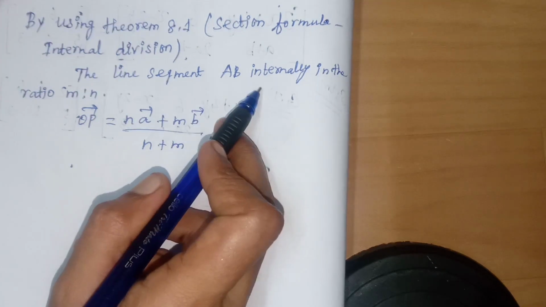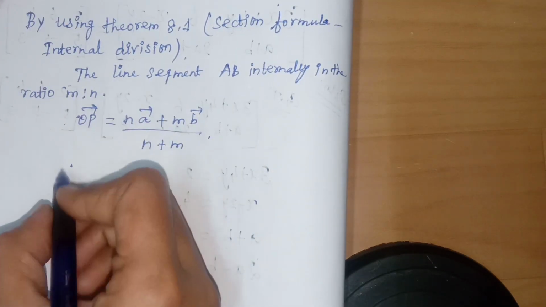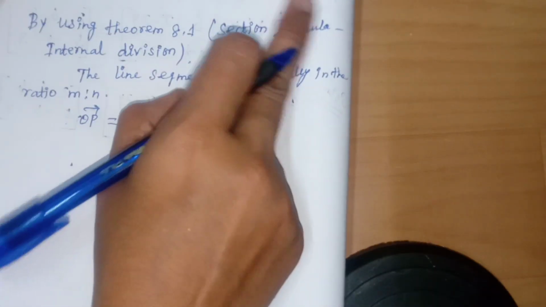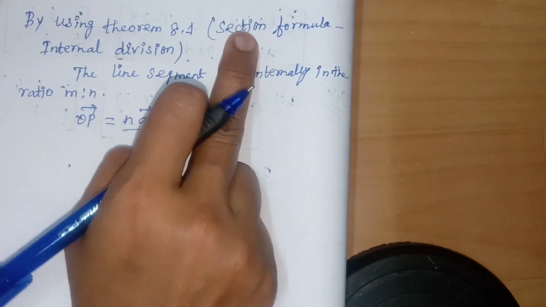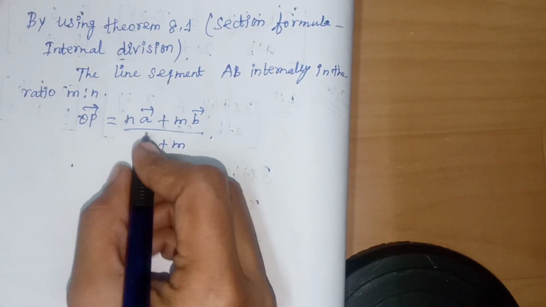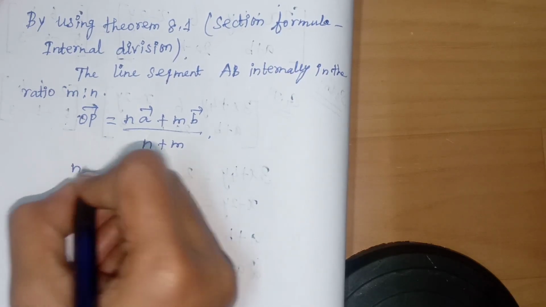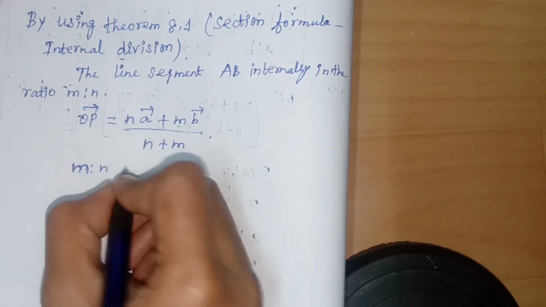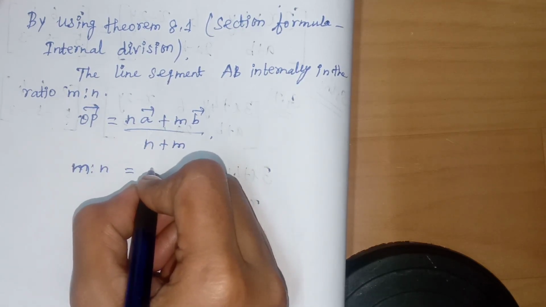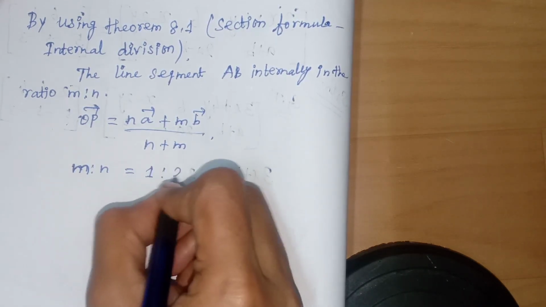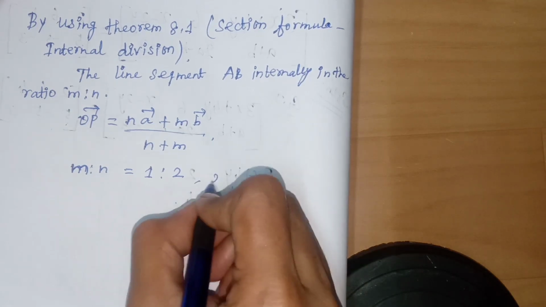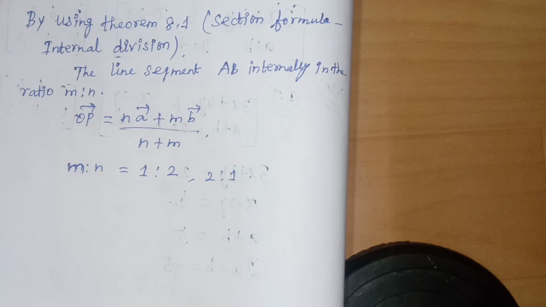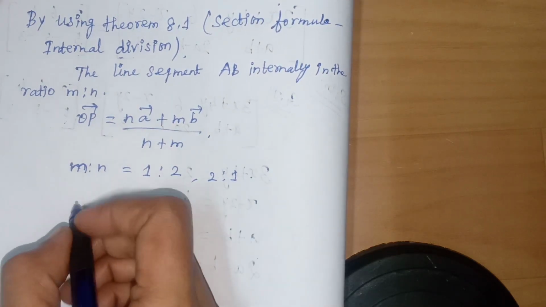Then the line segment points given are (A vector plus 2B vector) divided by 3 and (B vector plus 2A vector) divided by 3. Okay. So for the internal division ratio, take the first one as 1 is to 2, and next 2 is to 1. Okay. First 1 is to 2 is given.